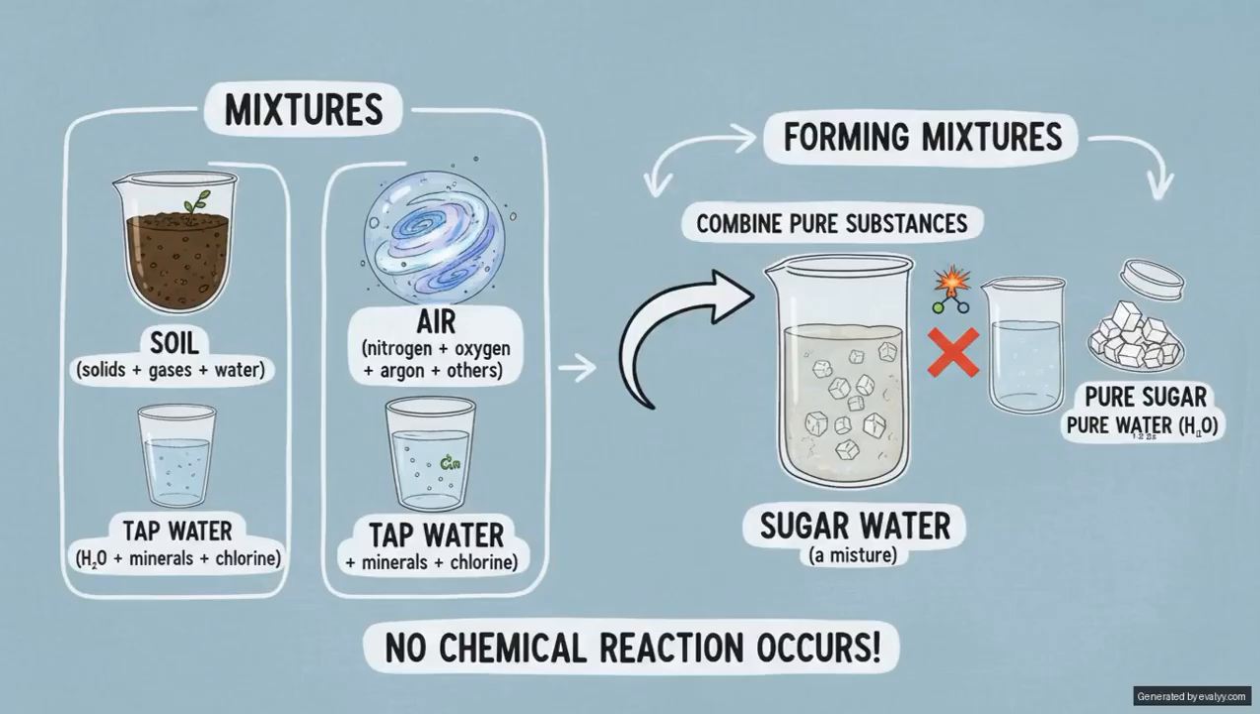A mixture is an impure substance formed when two or more pure substances, like elements or compounds, are simply added together without a chemical reaction. The individual substances making up a mixture are called components or constituents, and they can often be separated by simple physical methods. Examples of naturally occurring mixtures include soil, air, and tap water.